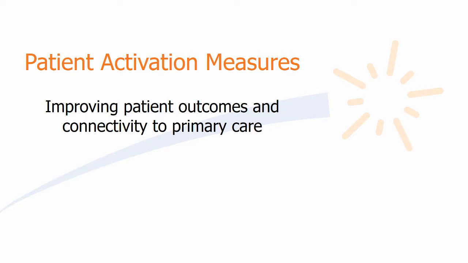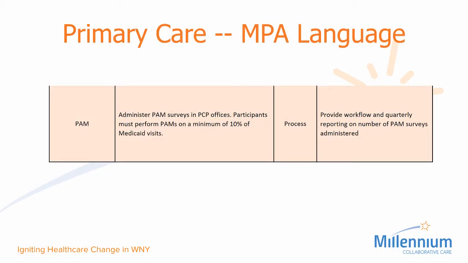So we're going to be speaking about the patient activation measures and improving patient outcomes and connectivity to primary care. In your primary care MPAs, this is the language that speaks to the PAM project. It says that you are to administer PAM surveys in the primary care offices. Participants must perform PAMs on a minimum of 10% of Medicaid visits. This is a process measure, and you're supposed to provide workflows and quarterly reporting on the number of PAM surveys that have been administered at your clinic. Now I'm going to turn it over to Rita, who is going to speak about the details of the PAM project.